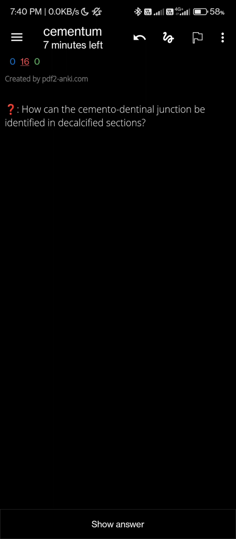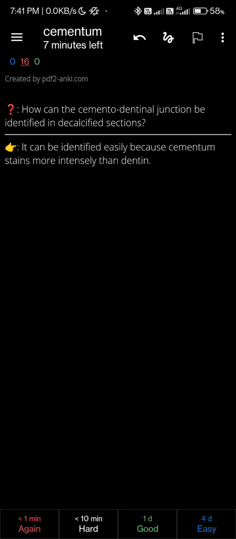How can the cemento-dentinal junction be identified in decalcified sections? It can be identified because the cementum is more densely stained than dentin.